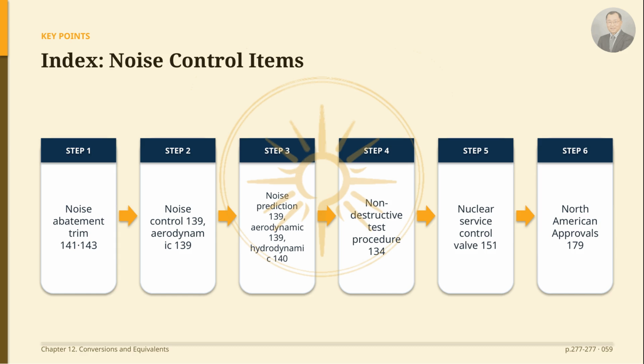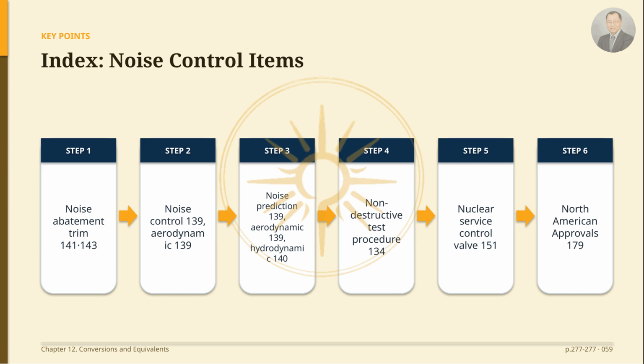This slide is a reference table organizing the locations of key items related to noise control. For example, you can find noise abatement trim on pages 141 and 143, and hydrodynamic noise prediction is listed on page 140. The remaining items are also organized alphabetically. So if there are specific technical standards or certification procedures you need during your work, please use the keywords to find the corresponding pages.